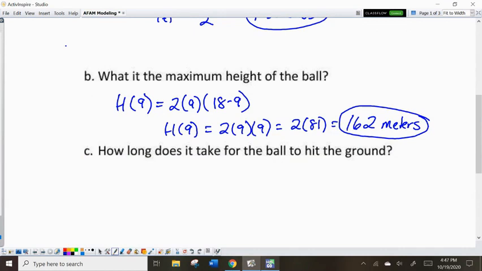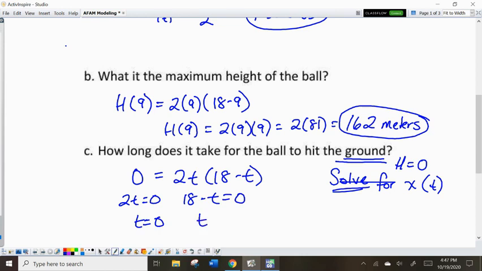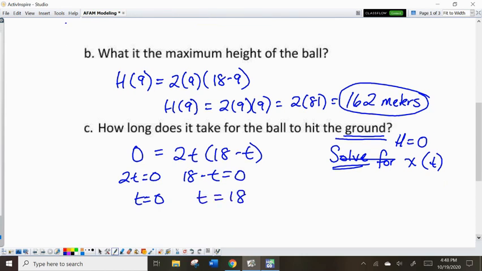The last question asks, how long does it take for the ball to hit the ground? So there are no numbers there, but we need to understand that when it hits the ground, height is 0. So we are setting our whole equation equal to 0. This is requiring us to solve for an x value, in this case a t value. Now, since it's already in factored form, we've already seen that when we found the x-intercepts, which are the same as the solutions, that we have time equals 0 and time equals 18.